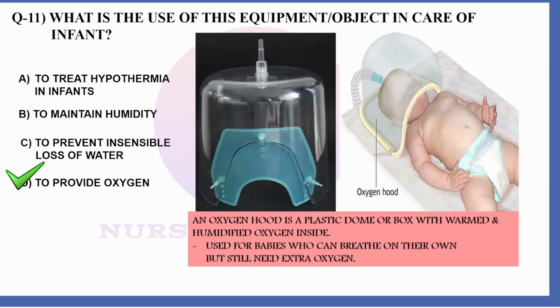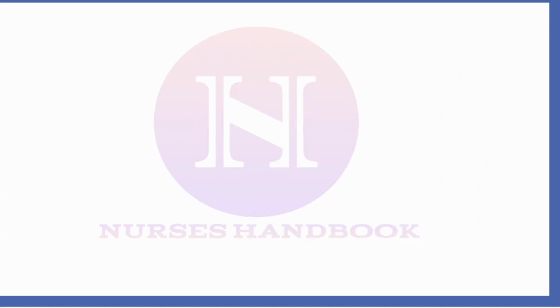This equipment is known as the oxygen hood. It is a plastic dome or box with warmed and humidified oxygen inside. It is specially used for those babies who can breathe on their own but still need extra oxygen.